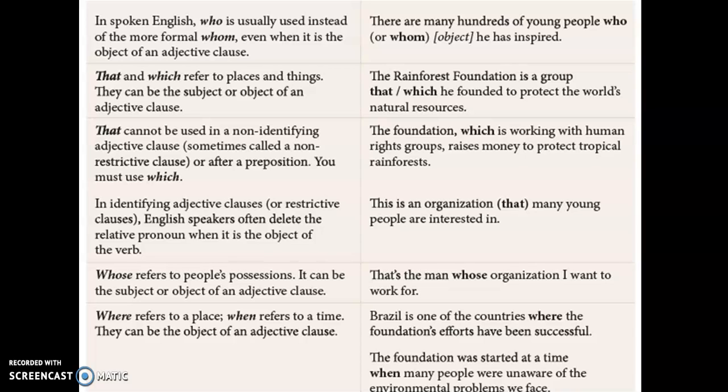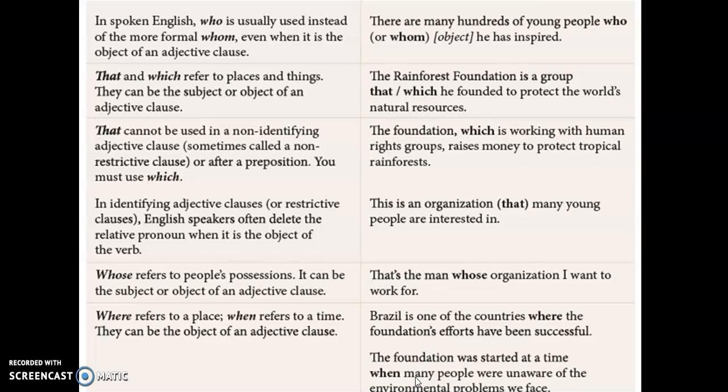Whose refers to people's possessions. It can be the subject or object of an adjective clause. That's the man whose organization I want to work for. We also have where, which refers to a place, and when, which refers to a time. They can be the object of an adjective clause.